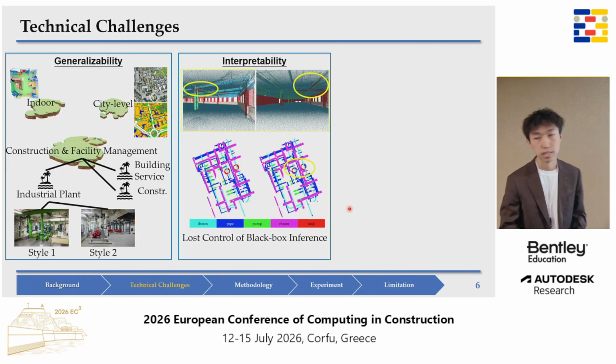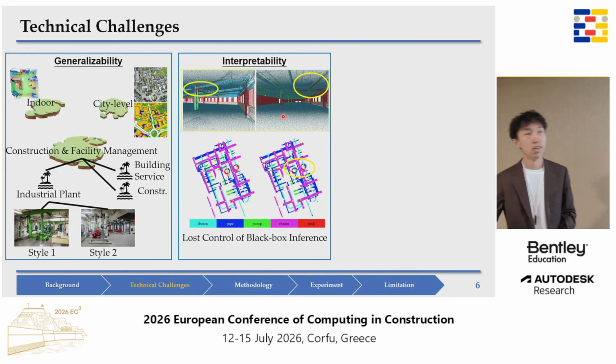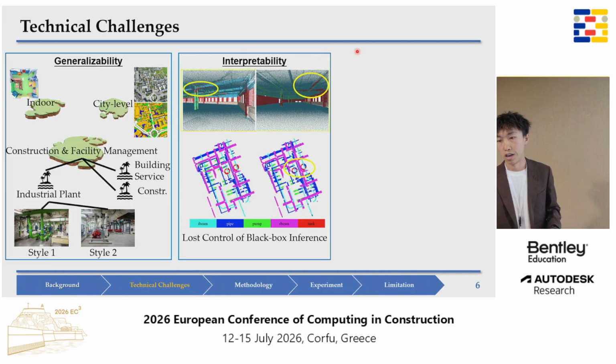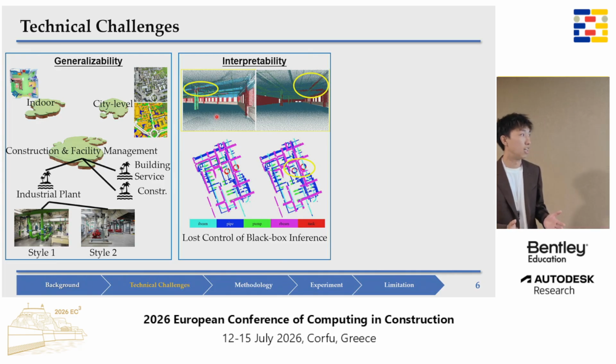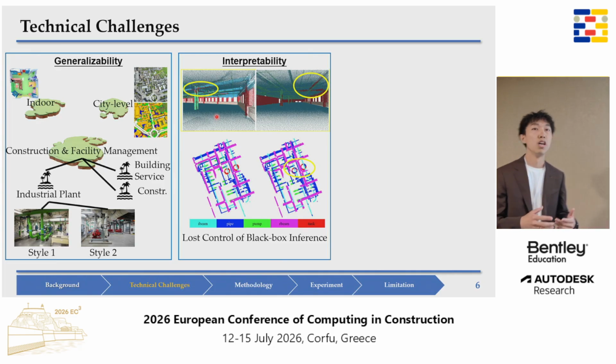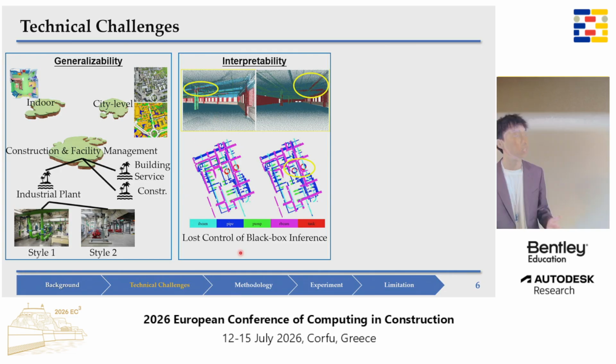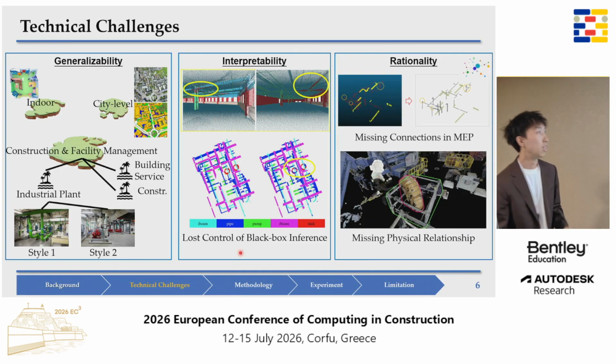The second problem is interpretability. Some models may perform poorly in some areas, like shown here, but we cannot explain well why that is the case, and we cannot adjust parameters to make the correction. We kind of lose control of the black box inference. And the third problem is rationality. Previous models may miss some details, like missing connections in MEP and also the physical relationships.